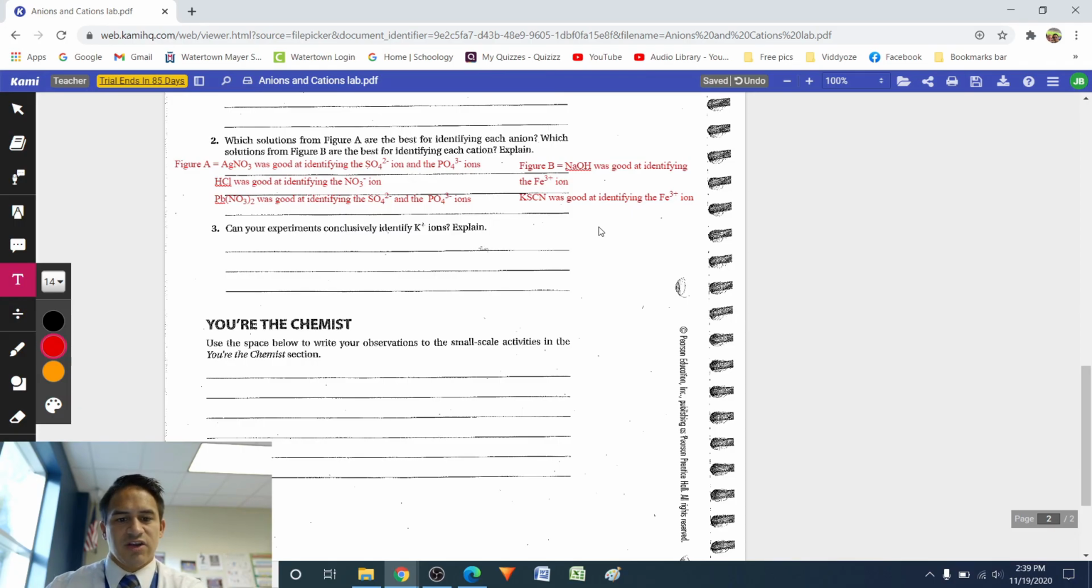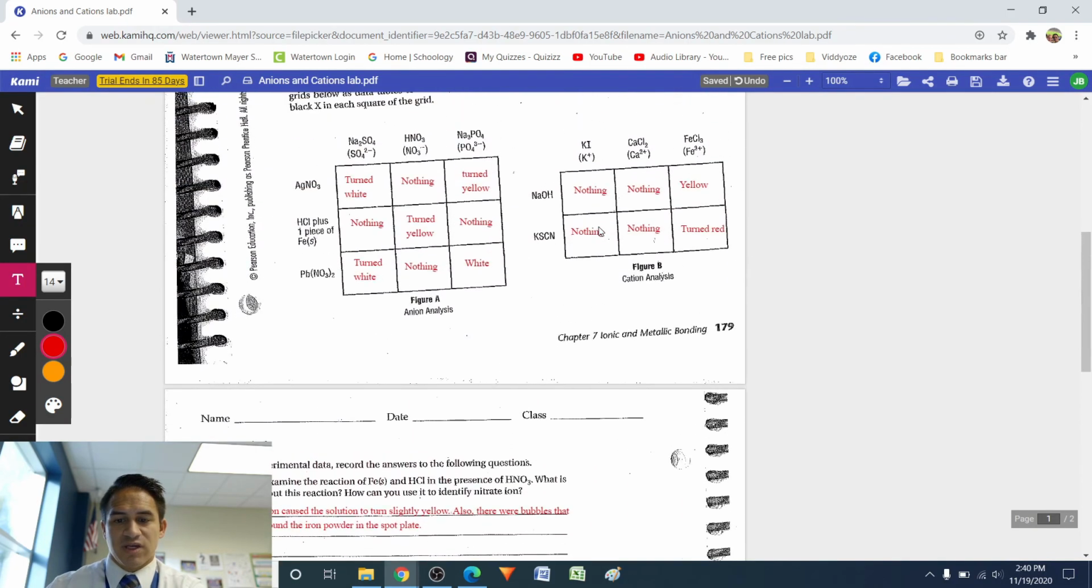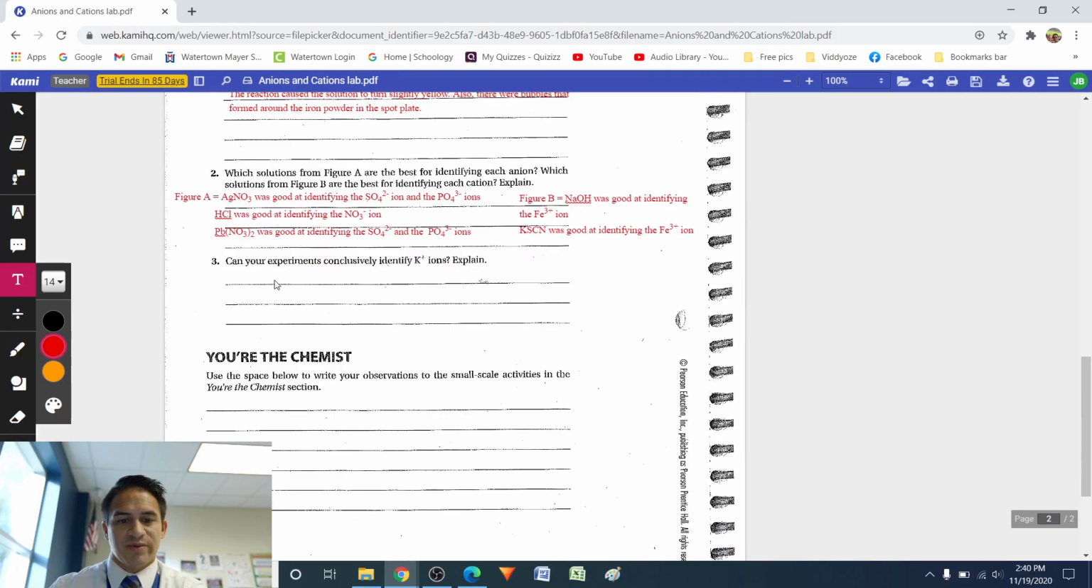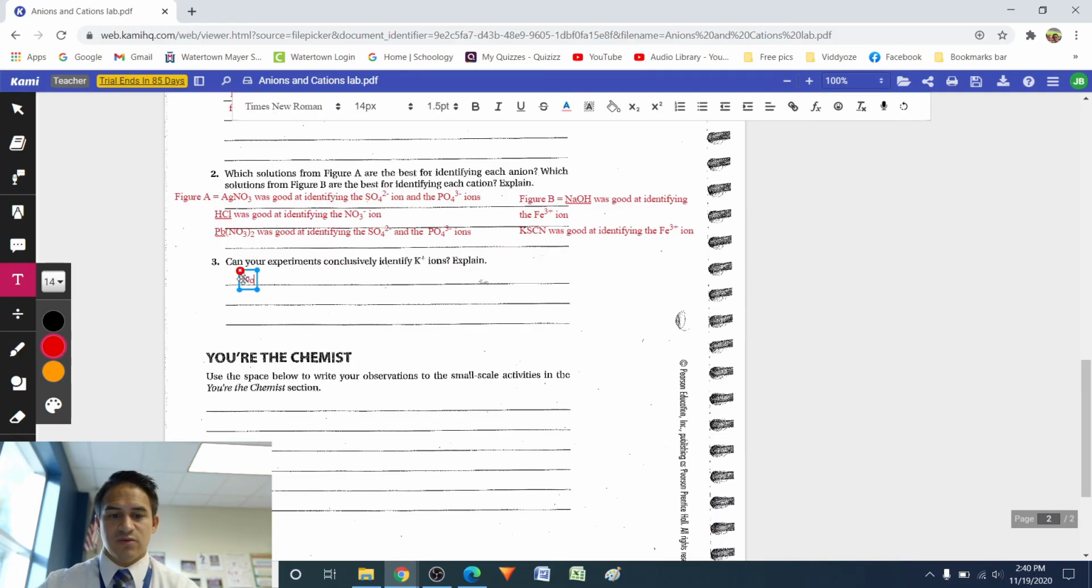All right, lastly, number 3, can your experiments conclusively identify K plus ions? And it says explain. So the reaction that we had for the potassium was between the potassium iodide and sodium hydroxide, and nothing happened. And potassium iodide and potassium thiocyanate, nothing happened. So did we have any good tests that could identify if potassium ions are present? No. Okay, so can your experiments conclusively identify K plus ions? No. And then it says explain. We say no because no chemical reactions occurred in any of the experiments that we performed.